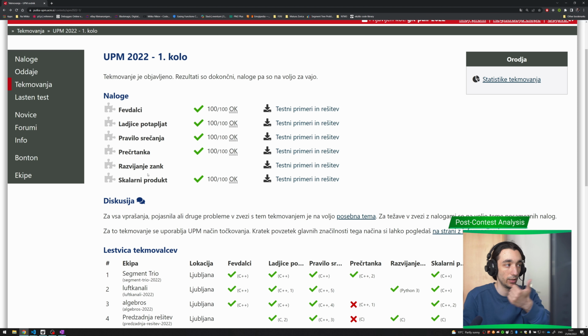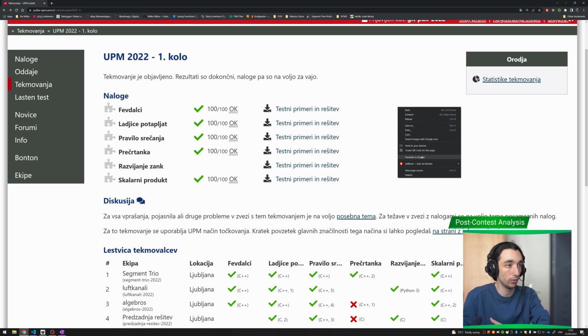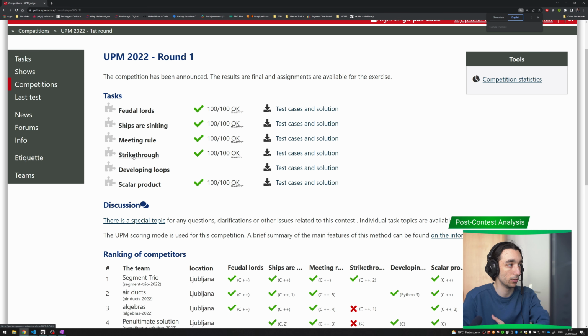Of course, it's like an easy problem. This problem I didn't like. This problem I liked actually. This is fine, but okay, let me translate this because you don't.